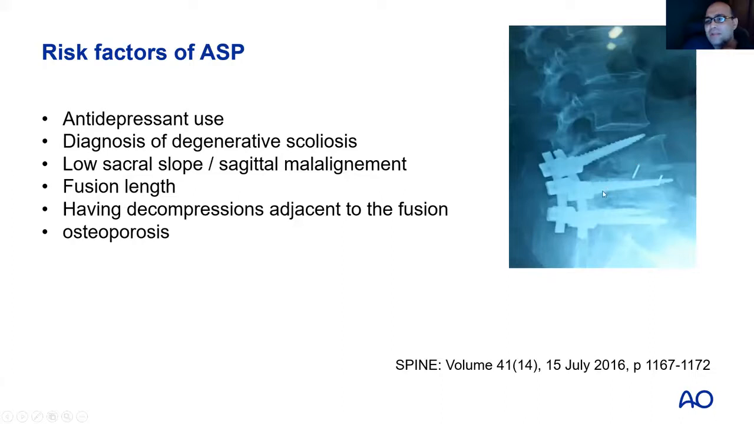Some colleagues advocate that there are some risks to developing adjacent segment pathology, like the use of antidepressants, the presence of degenerative scoliosis, or the loss of spinopelvic parameters. If you have fusion length and a long construct, that can add a lot of stress to the adjacent level, creating adjacent segment pathology, having decompression nearby, or the presence of osteoporosis.